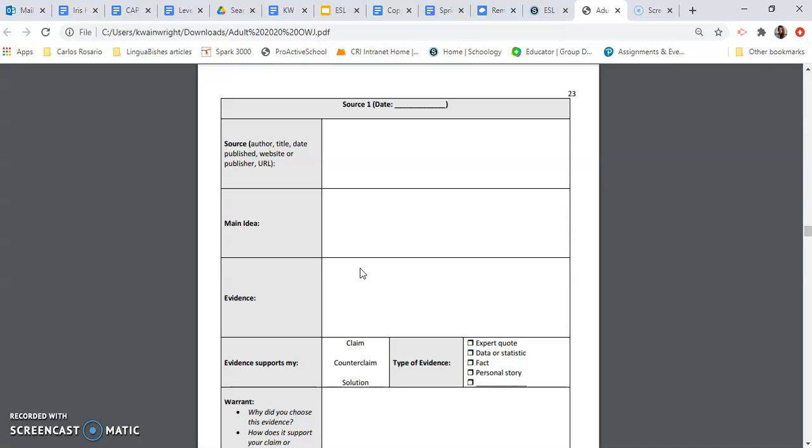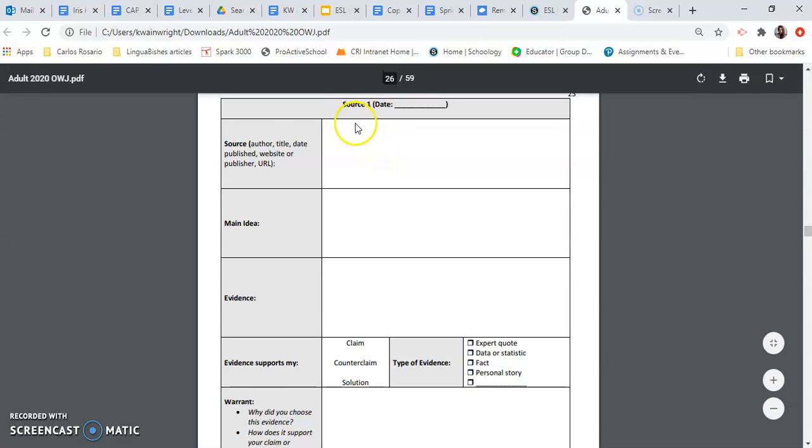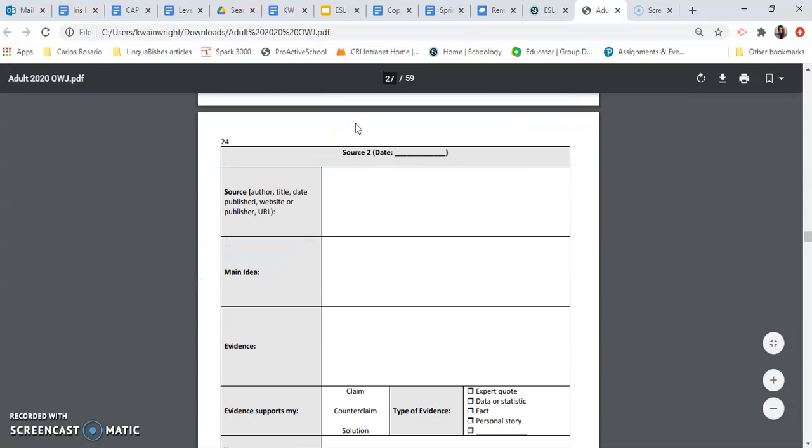So for this week, we would like you to complete 2 sources, source 1 and source 2.